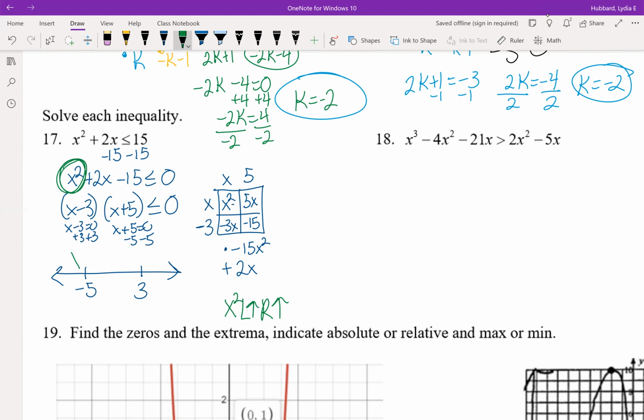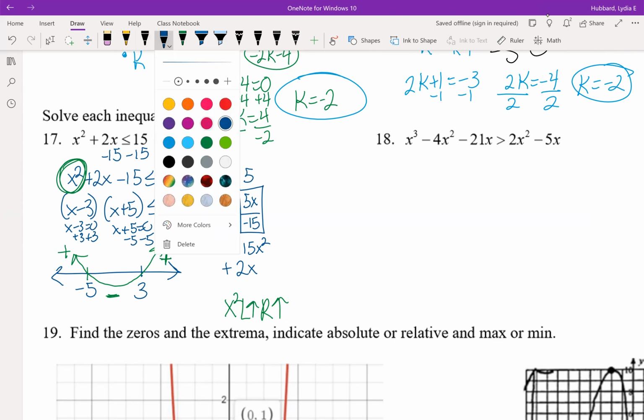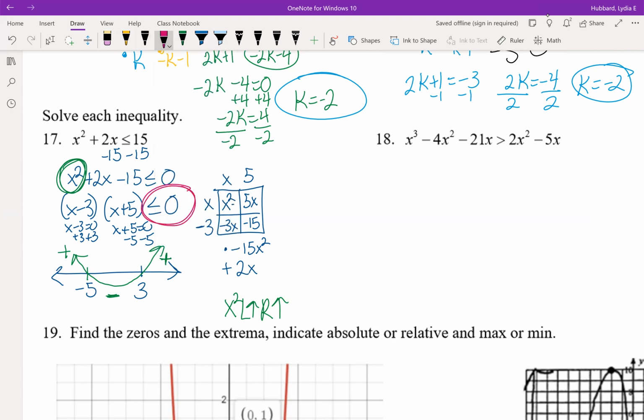So a really rough sketch of this graph would look something like this. Okay, and so over on the left, this is a positive interval, this is a negative interval, and this is a positive interval. And so we are looking actually for something that is less than or equal to 0. So we're actually looking for that negative interval. So our solution to this would be bracket, because it's or equal to. So bracket -5, 3 bracket, because that is the negative interval. And so that would be our solution.